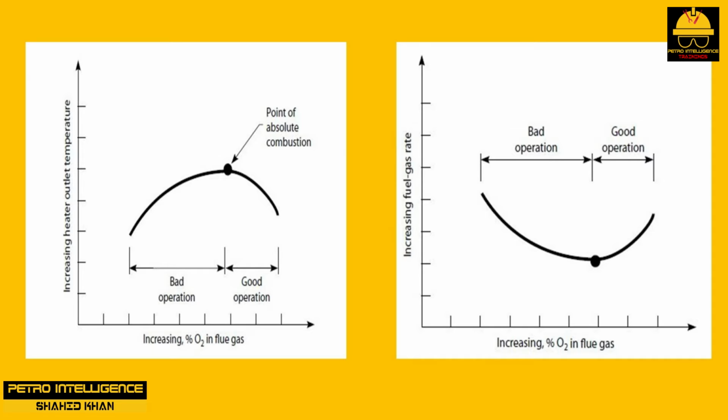To determine if you are running above the point of absolute combustion, that is, the safe area, observe the heater outlet temperature as you manually reduce the fuel gas rate. If this temperature increases, then you are still on the wrong side of the point of absolute combustion. If this temperature decreases, then you are on the safe side of the point of absolute combustion. Do not open the burner air registers until you are on this safe side. Increasing airflow when operating in a fuel-rich environment may make the firebox explode.